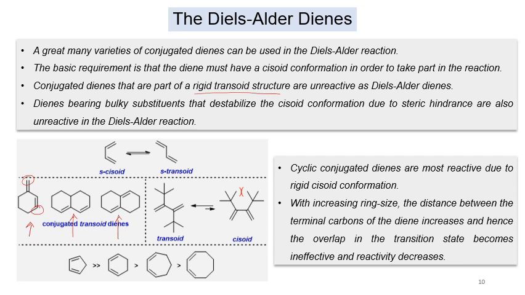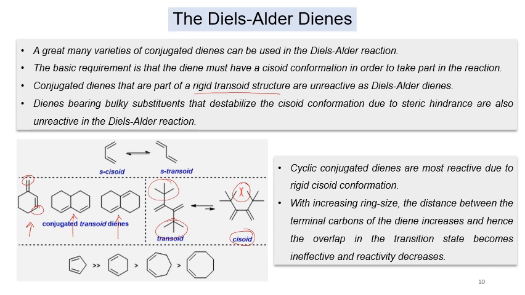Another type of diene bears extremely bulky substituents. These will destabilize the cis form because there is a severe steric strain, and therefore these also do not exist in the cis form. Therefore, these are also unreactive in the Diels Alder reaction.